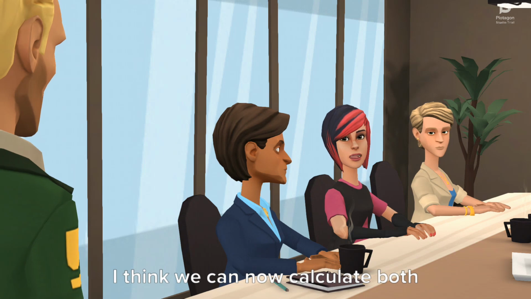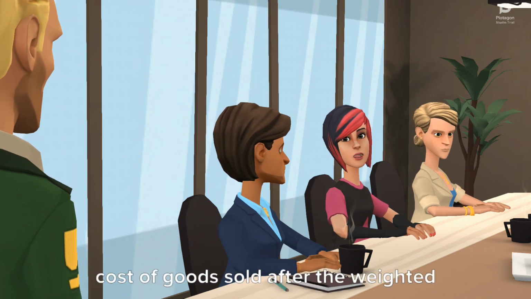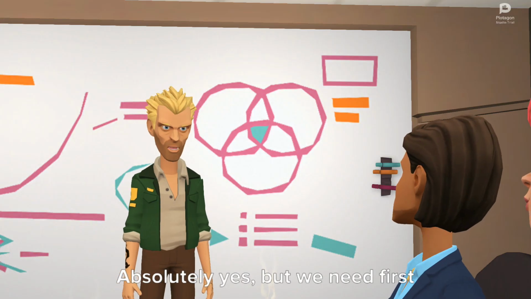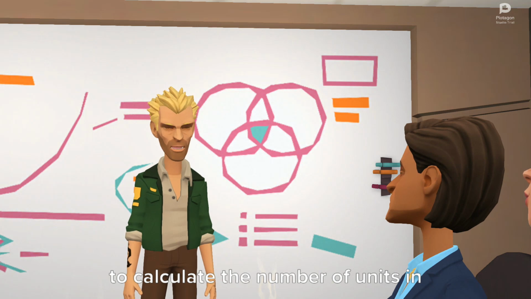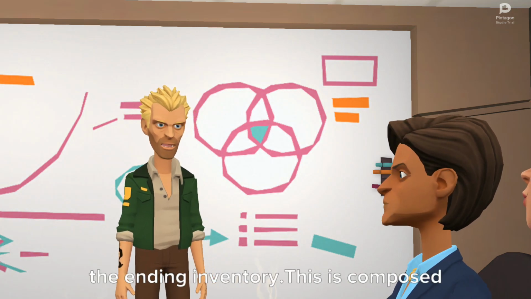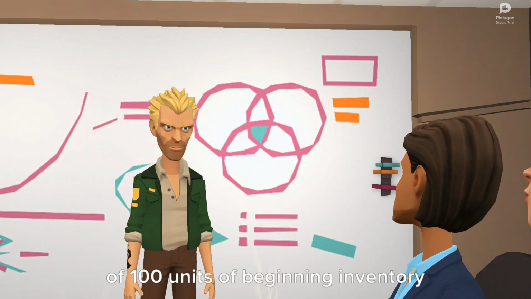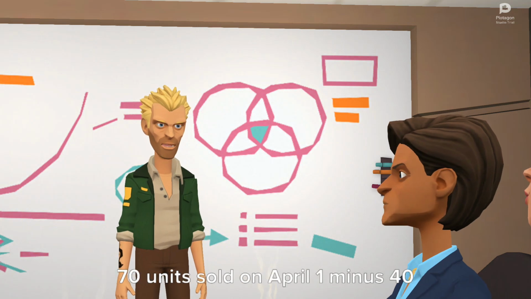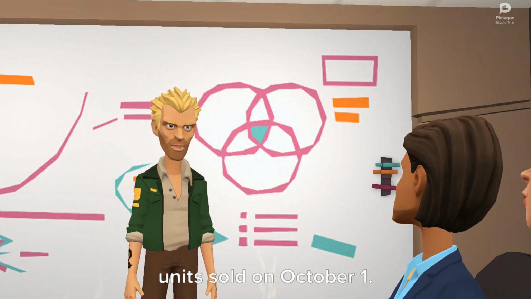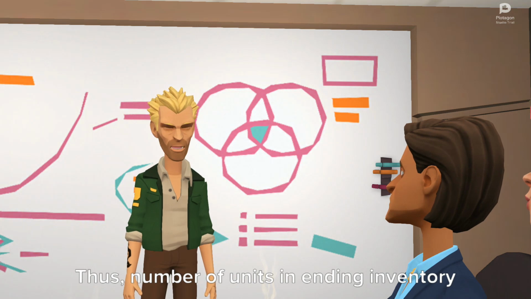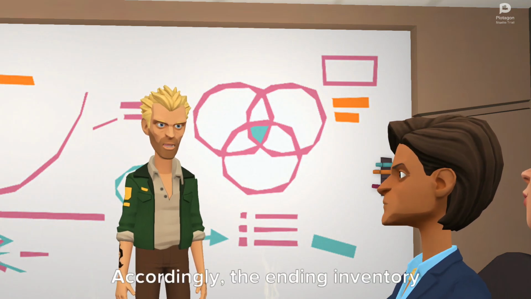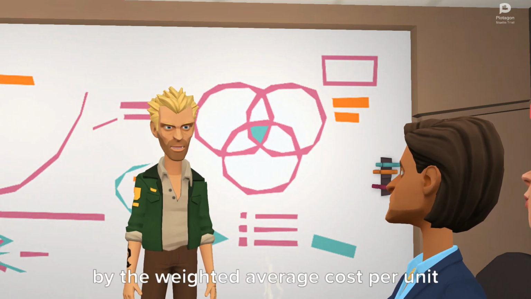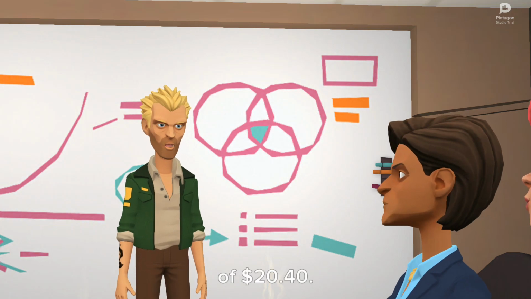I think we can now calculate both the year-end inventory and year 1 cost of goods sold after the weighted average cost per unit became known. Absolutely yes, but we need first to calculate the number of units in the ending inventory. This is composed of 100 units of beginning inventory plus 20 units purchased on March 1st plus 30 units purchased on June 1st minus 70 units sold on April 1st minus 40 units sold on October 1st. Thus, number of units in ending inventory is 40 units. Accordingly, the ending inventory is $816, being 40 units multiplied by the weighted average cost per unit of $20.40.